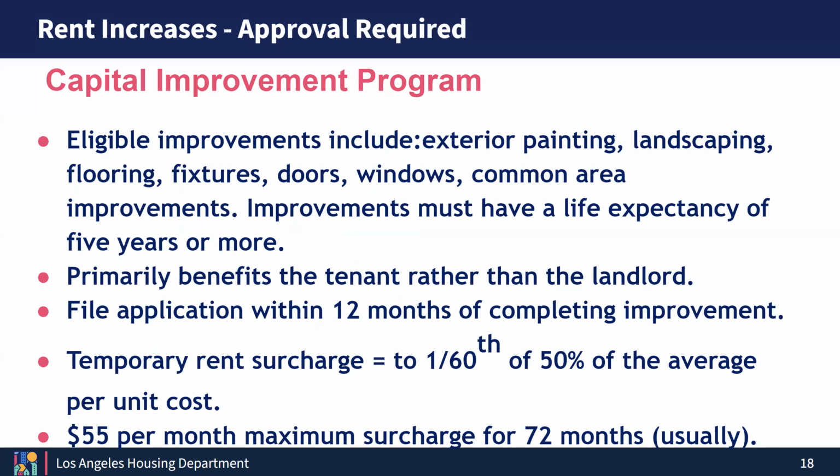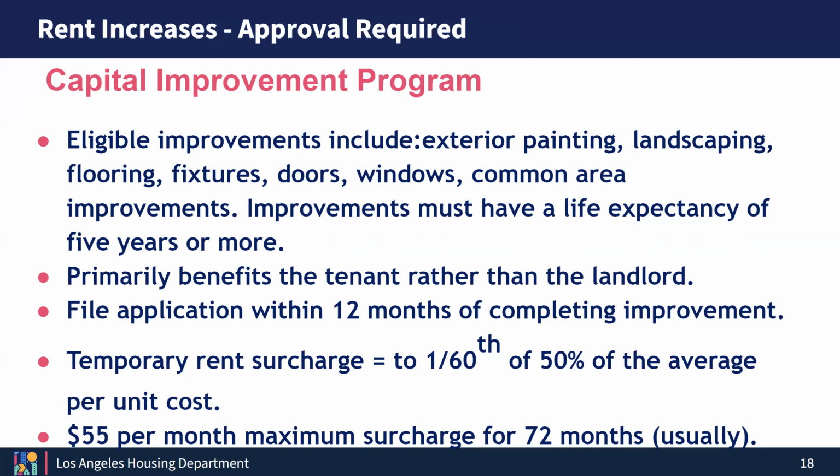The first type is a capital improvement program, which includes things like painting the unit, landscaping, fixing doors, windows, or common area improvements that have a life expectancy of at least 5 years. If an owner does these improvements to a property, they may pass through a certain amount of the cost to the tenant as long as the owner applies with the housing department and gets approval from the housing department.